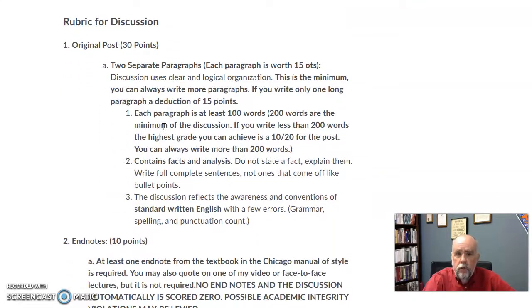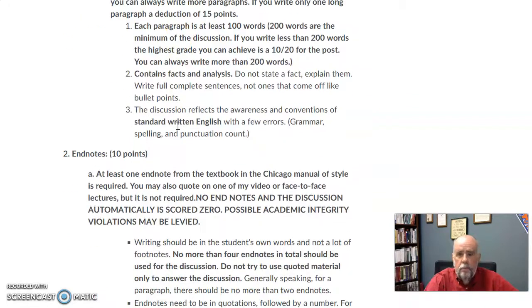So the original post, what I'm looking for is 2 paragraphs. Each paragraph is worth 15 points. And it's trying to answer the question. So if you have something that's more of an introductory paragraph, that won't count towards the 15 points. It has to be at least 100 words. And as I said, you could write more. Make sure it contains facts and analysis.